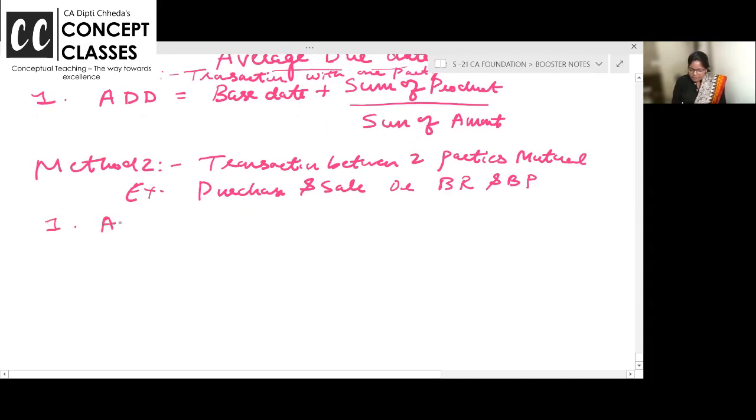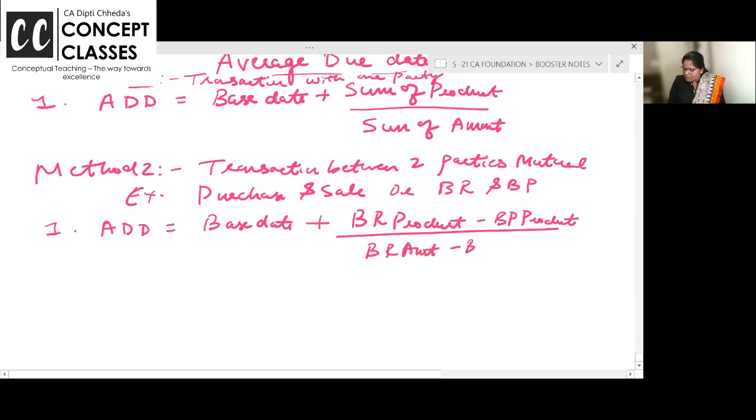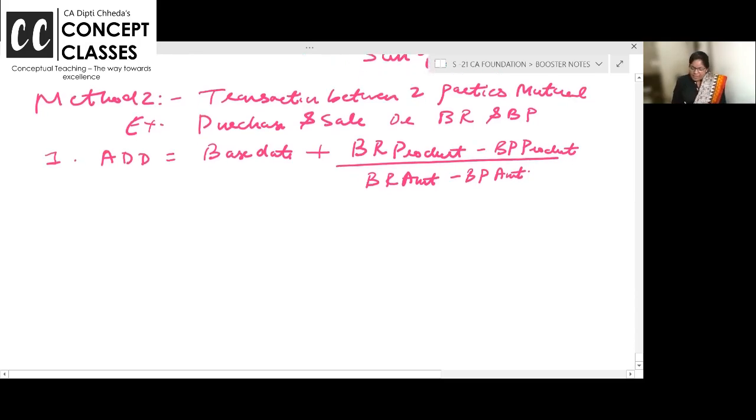Here, average due date is equal to base date plus bills receivable product minus bills payable product divided by bills receivable amount minus bills payable amount. So difference you will take. And very important note, उसको 5 star खिलाओ.